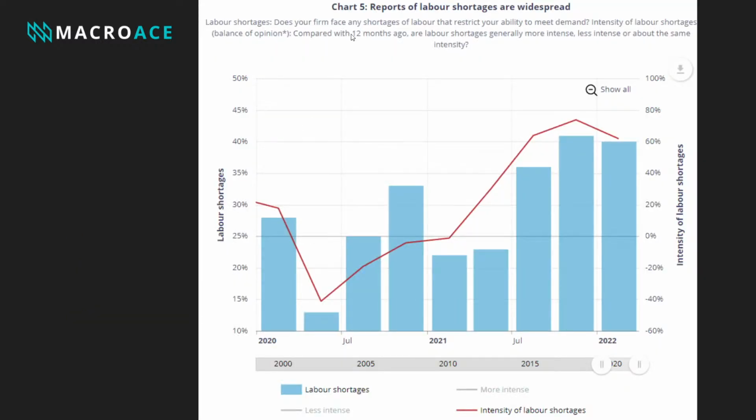Then just a little image from the Q2 survey, showing you the labor shortages compared to the intensity. And we can see here back in 2020 when there was a huge labor shortage, there wasn't that much hiring going on.